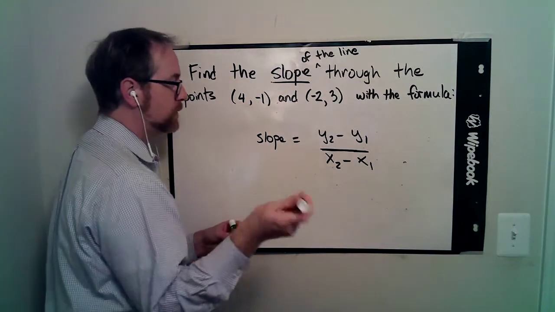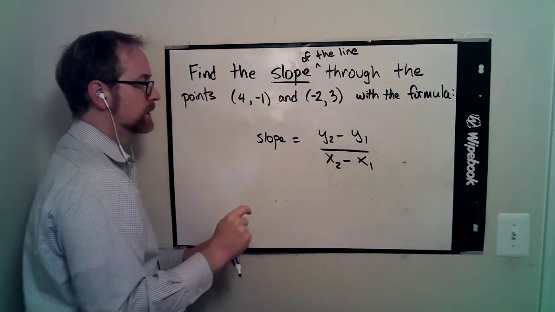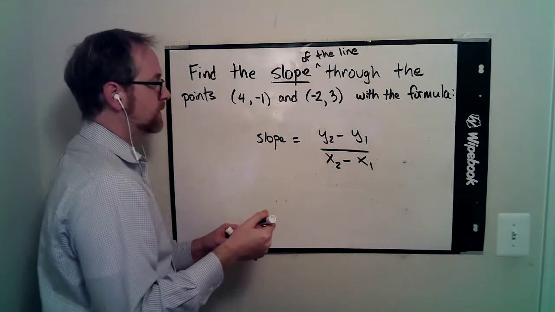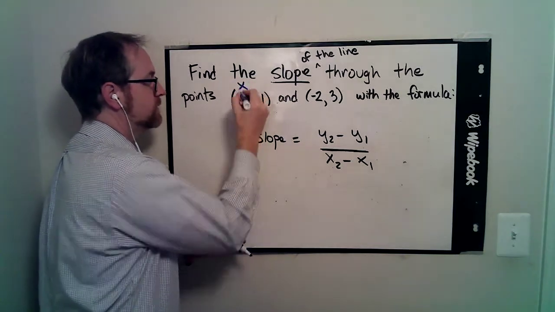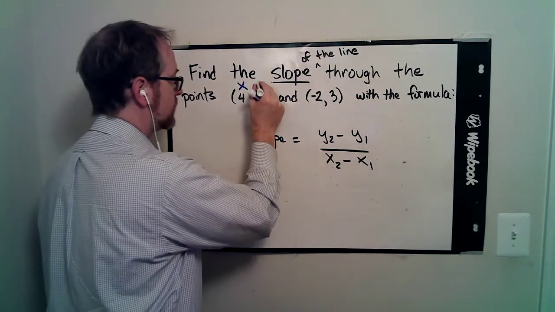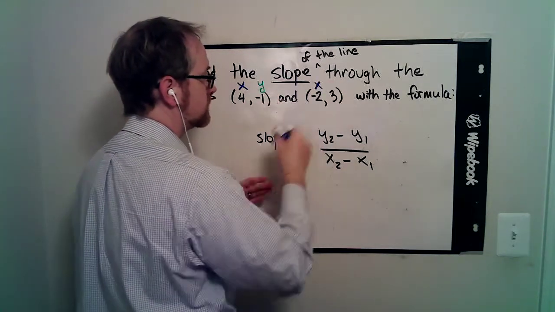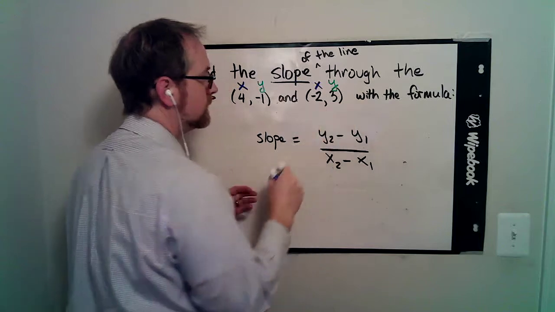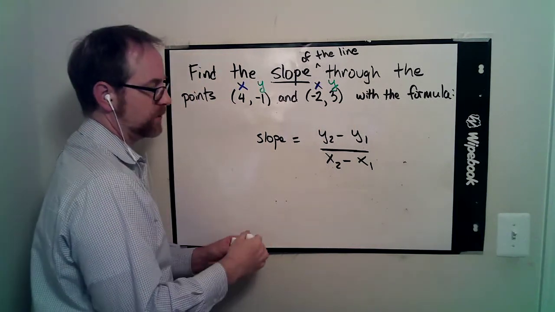So within each point, you should do this too. Please copy down the 2 points, okay? And then we'll label them. The first coordinate in each point is the x value. The second coordinate in each point is the y value. So it's xy, xy. And then you also need to say which point is point 1 and which point is point 2.